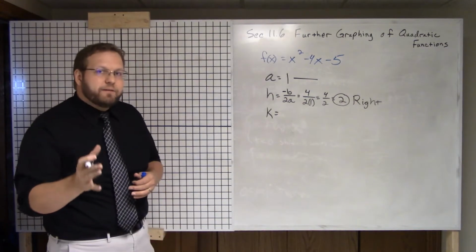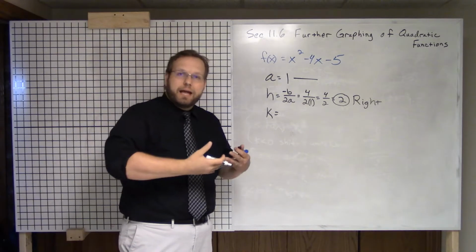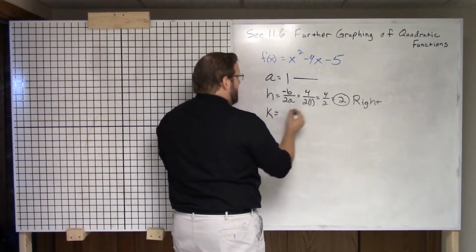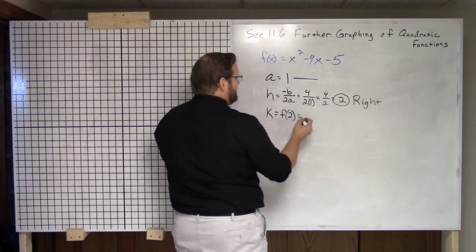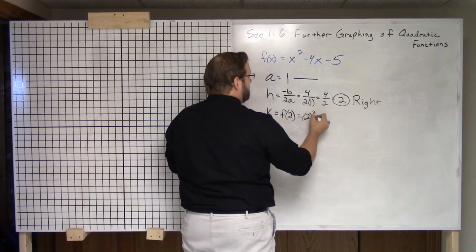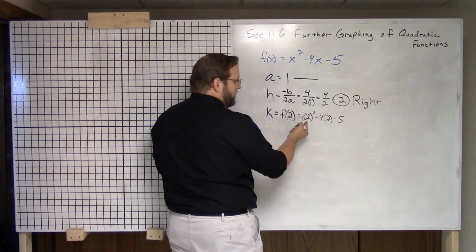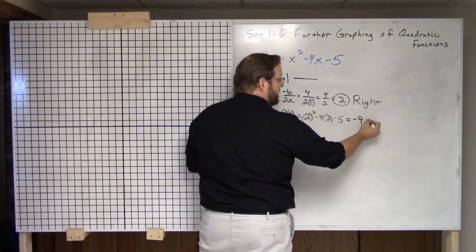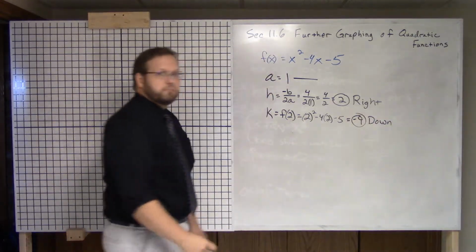Now again, that k value is the y coordinate of the vertex. It's the output of the x coordinate of the vertex. So what I'm going to do is take this 2 and plug it into the original function. That's it. So I'm going to plug it in like so: 4 minus 8 is negative 4. Minus 5 is negative 9. As a k value, that takes me down. That's all there is to it.